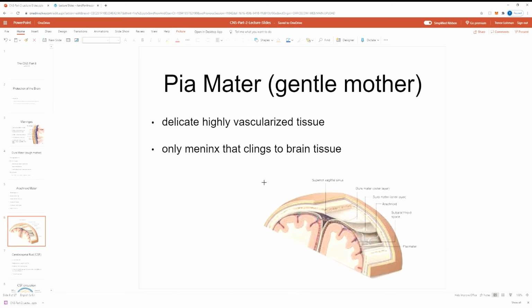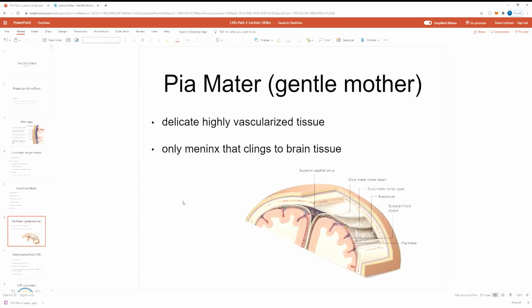Well, and I guess this is the next slide, so we can just stay here. And then lastly, we have pia mater, which means gentle mother. This is delicate tissue. It's very highly vascularized. So this is where a lot of the blood supply to the gray matter of the cortex and all over the brain comes from. Through astrocytes, of course, because we know that blood doesn't make direct contact with neurons. It supplies the nutrition through astrocytes, which are the blood-brain barrier.